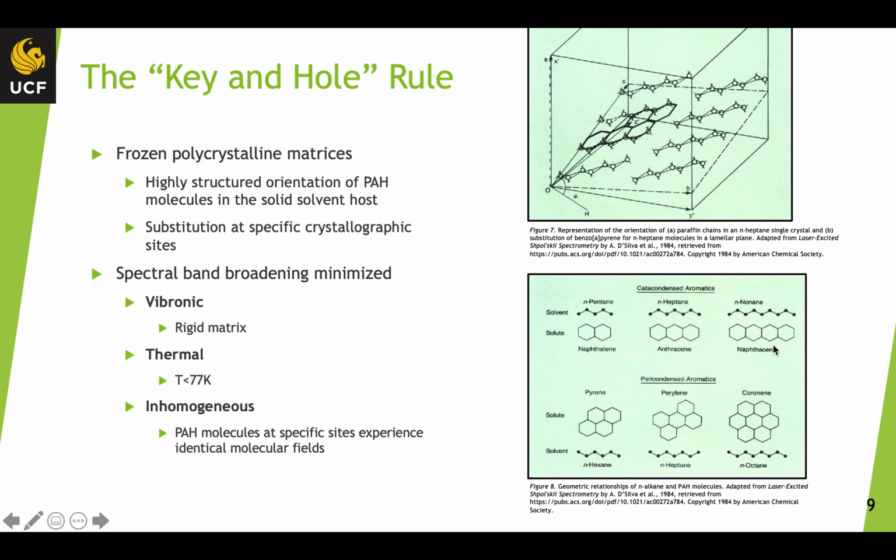So this key and hole effect is very easily visualized with catacondensed aromatics, or these aromatics with linear benzene rings attached. As we can see here with naphthalene and pentane, we can see the geometric relationship between these, as well as anthracene with n-heptane and so on. This is very easily visualized why these work under Shpol'skii conditions. However, for pericondensed aromatics such as pyrene and perylene, these solvents have been experimentally determined to be the best to provide the most linear-like spectra and are not as easily visualized.